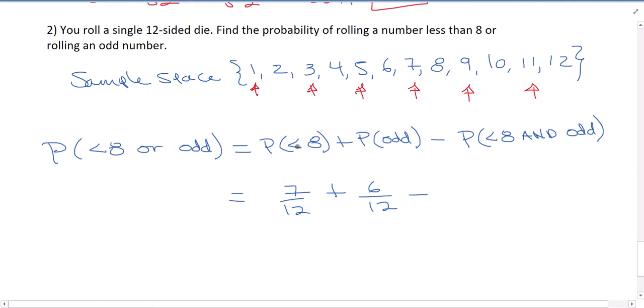Now, can being less than 8 and being odd happen at the same time? So when you roll a die, can it be odd and less than 8? Yes. So the ones that are odd and less than 8 are 1, 3, 5, and 7. So those are odd numbers that are less than 8. So I have 4 out of 12. So that means that these are not mutually exclusive, and I do have a probability.